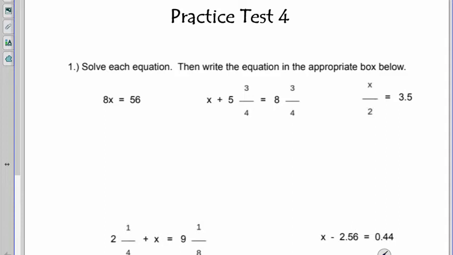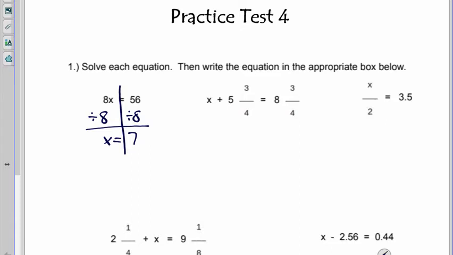So, getting at it, 8x equals 56. That's 8 times x. If I undo multiply, the inverse of multiply is divide. I can do that if I do it to both sides. I get x equals 7.